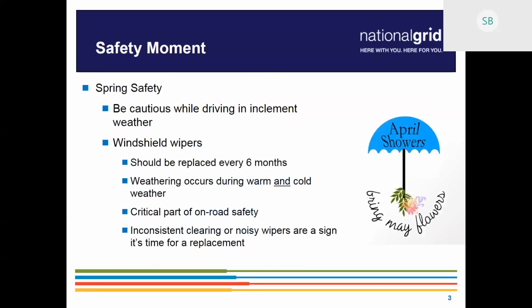So the safety moment, we all know that spring brings a lot of rain. An important thing that you should keep in mind with all this rain coming is that your windshield wipers are a really important part of safety while you're driving. So if your windshield wipers are streaky, making any sort of weird noise, make sure you replace them so that you can see as best as possible while you're driving. Thanks, Holly.